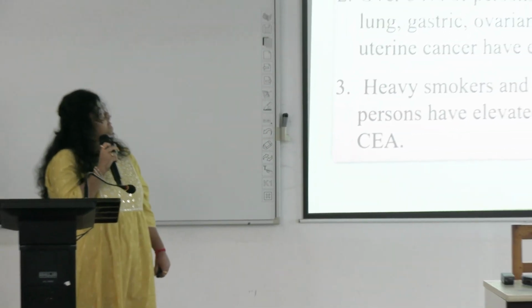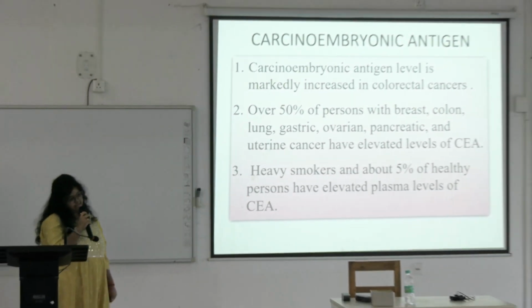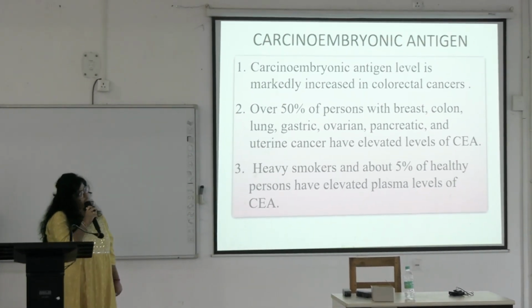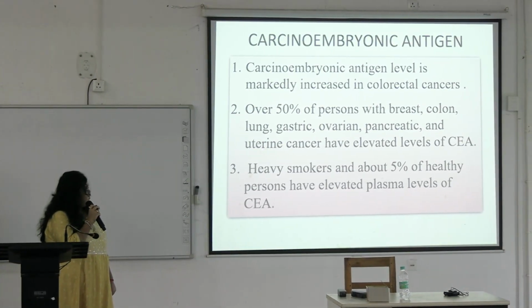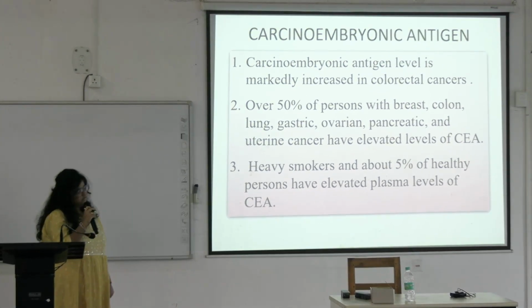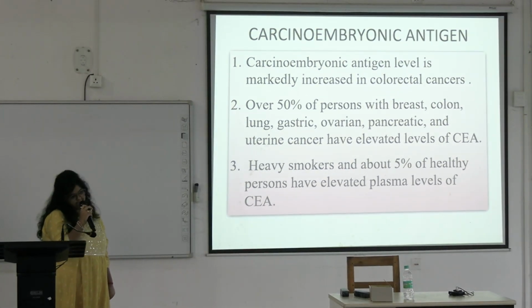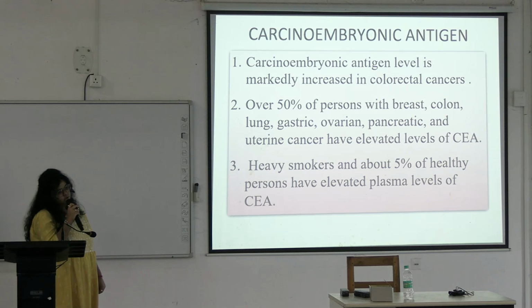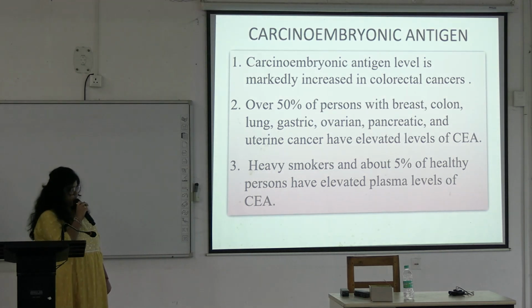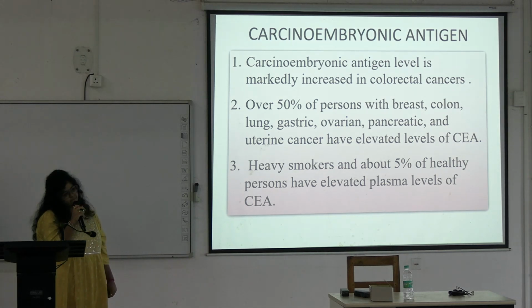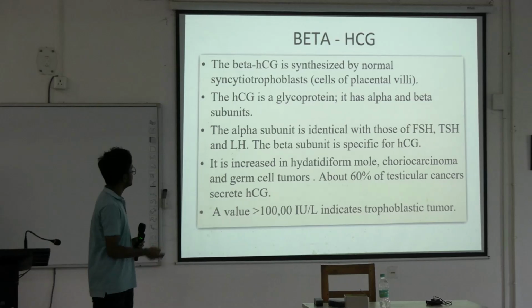Carcinoembryonic antigen, its level is markedly increased in colorectal cancers. Over 50% of persons with breast, colon, lung, gastric, ovarian cancer, and pancreatic and uterine cancer have elevated levels of carcinoembryonic antigen. And heavy smokers and about 5% of healthy persons have elevated plasma levels of carcinoembryonic antigen.